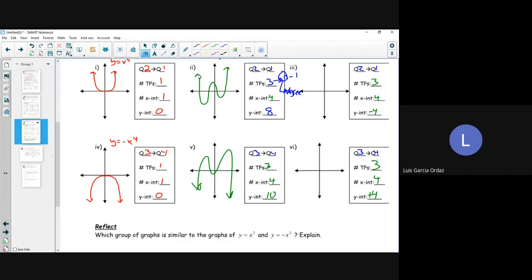So for these ones, the end behaviors are the same. For a positive leading coefficient in an even function, as x approaches negative infinity, what does y approach? Positive infinity. And as x approaches positive infinity, y approaches positive infinity. And when you have a negative leading coefficient for an even degree polynomial function, you're just approaching negative infinity all the time.